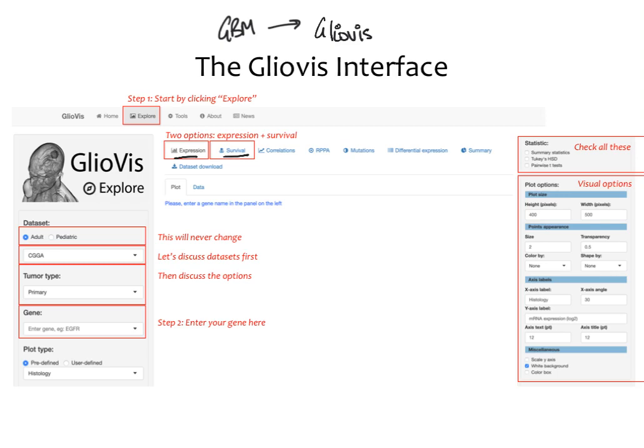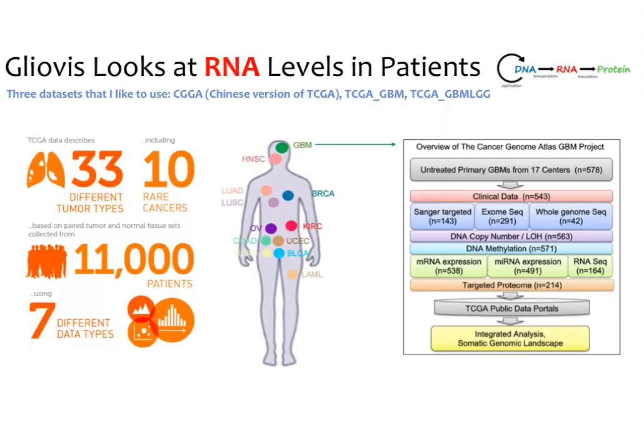So this is sort of your interface when you go to the GlioVis website, and you start by clicking Explore to look at the different genes. We're going to look at adult genes because we're interested in GBM. You can choose your data set here. And then you can choose what kind of tumor you want to look at and what gene you're interested in looking at. Here you have some options for statistics and visualization, which are sort of secondary to understanding how this data set actually works. So let's talk about the different options that you have.